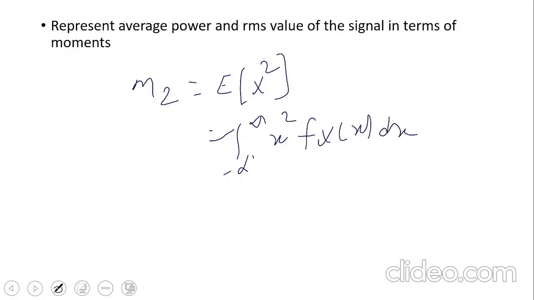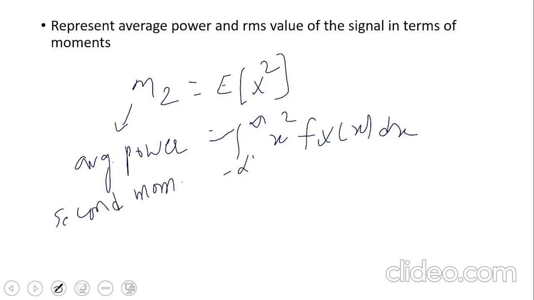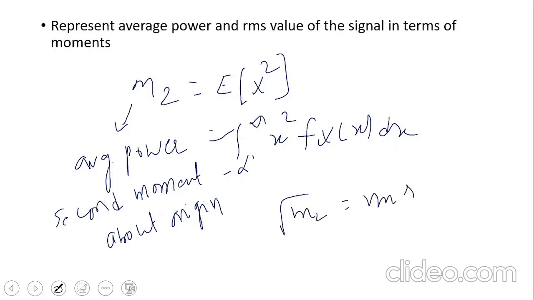This is called the second moment about the origin, or mean square value, and it also gives the average power of the signal. The square root of m2 gives the RMS value. So m2 is the second moment about the origin, and it gives the average power. Second moment about origin or average power, and square root of m2 gives the RMS value.